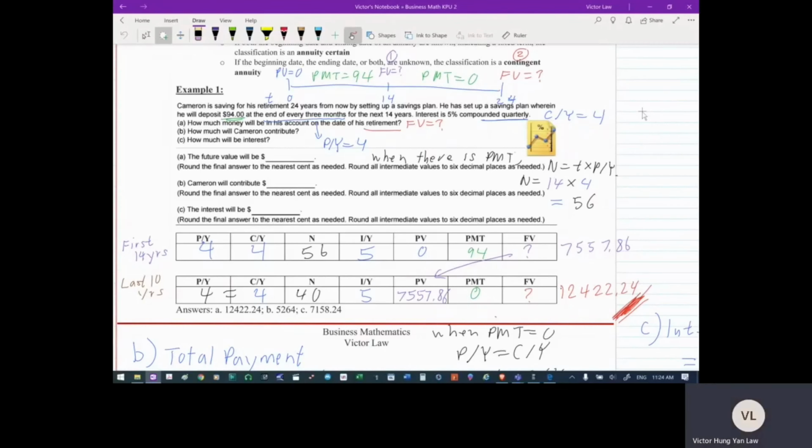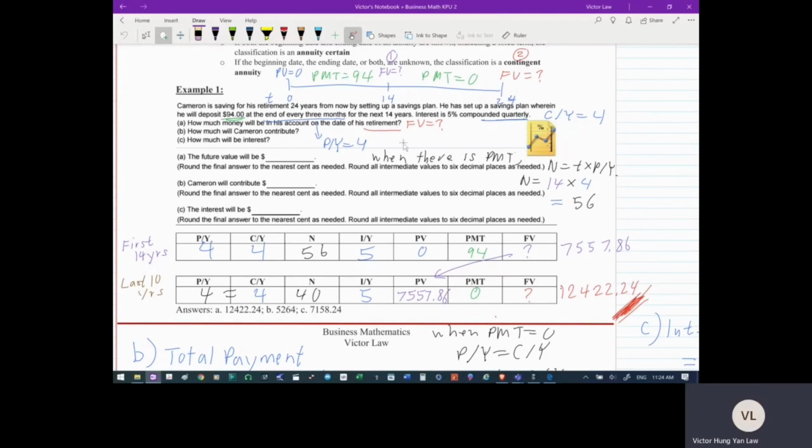Example 1, Cameron is saving for his retirement 24 years from now by setting up a saving plan. He has set up a saving plan where he will deposit $94 at the end of every 3 months for the next 14 years. Interest is 5% compounded quarterly. Part A, how much money will be in his account on the date of his retirement?